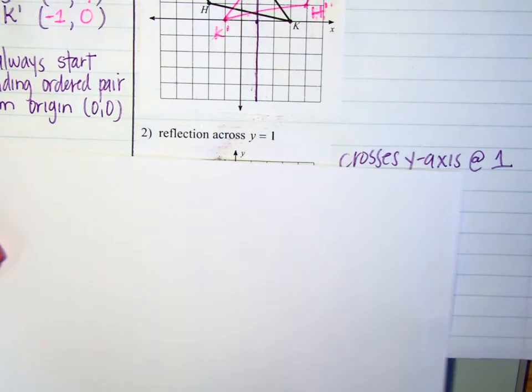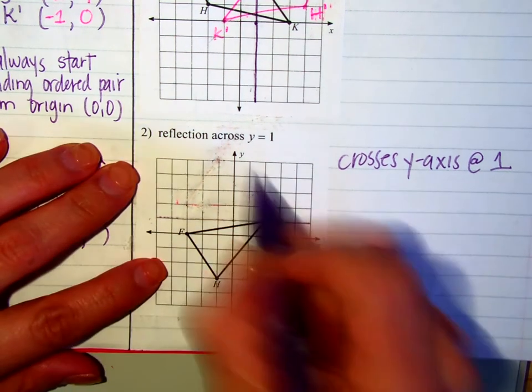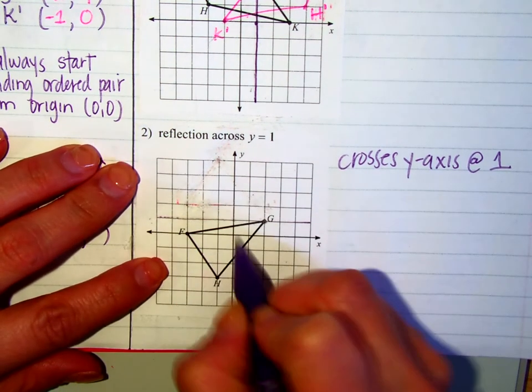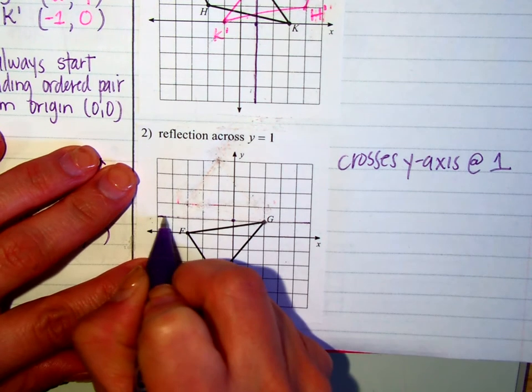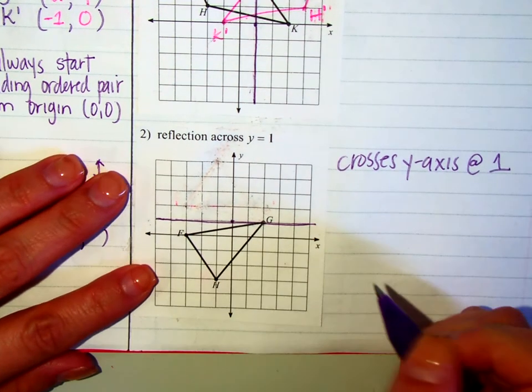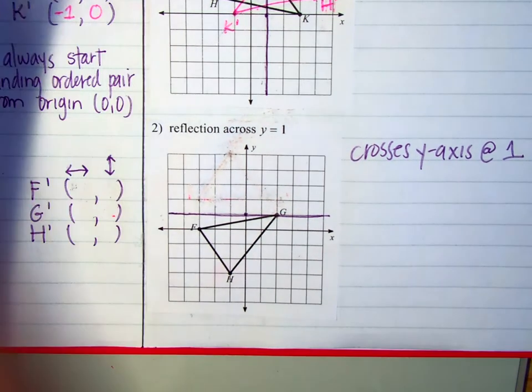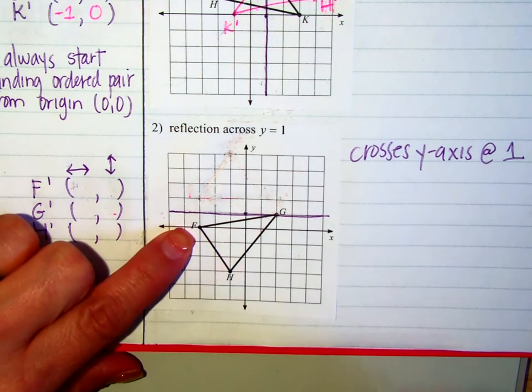Okay, so let's go look for where y is 1. And I'm going to go to the y-axis, and I know this is 0, so right here is 1. So let's draw our line of reflection. And now we're going to reflect all of our coordinates. And I'm going to go in alphabetical order. So F, G, and then H.